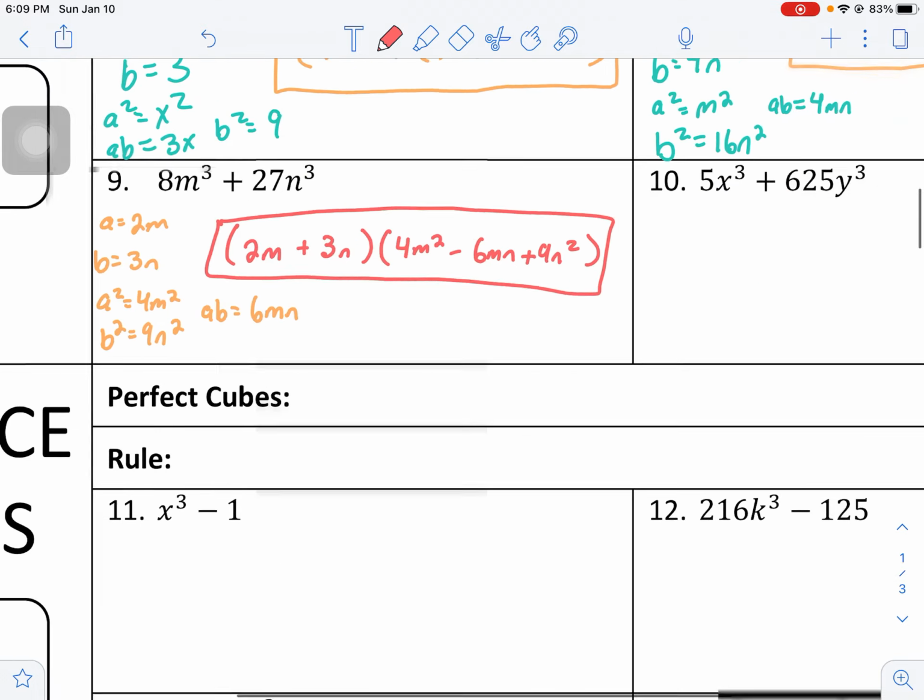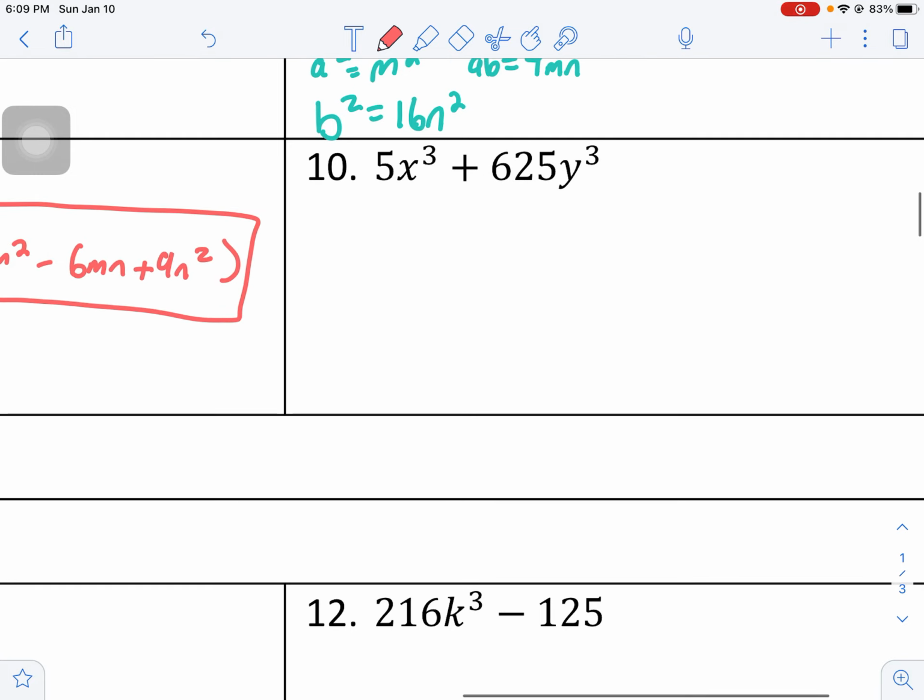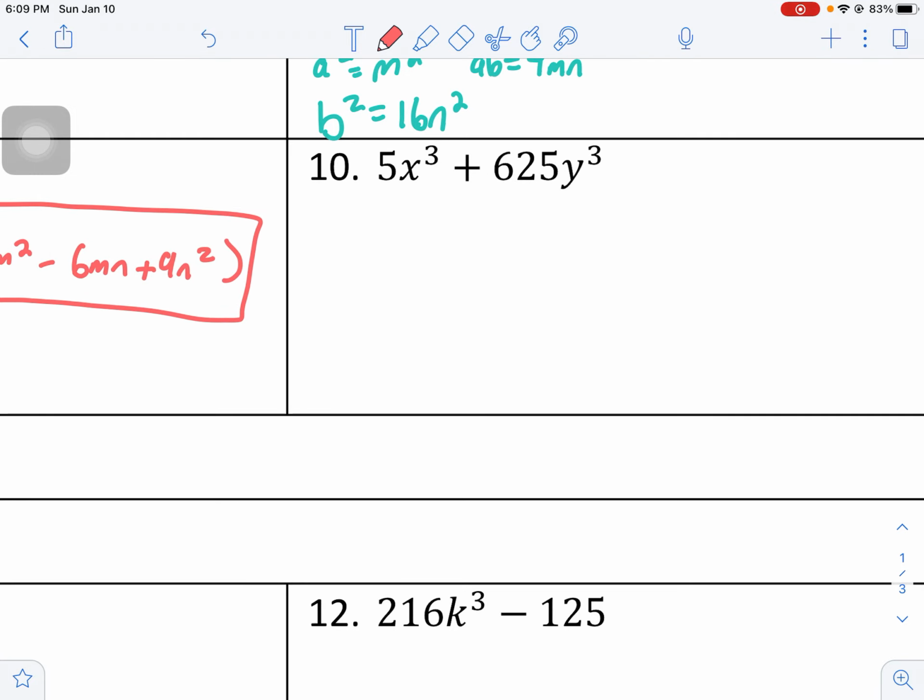And then there's our solution. All right, last one. So 5 is not a perfect cube. So what we're going to have to do is divide 5 out of here, or factor it out. So that's going to be 5 times x cubed plus 125y cubed. So now our a is x, our b is 5y. So let's just fill it in from there.